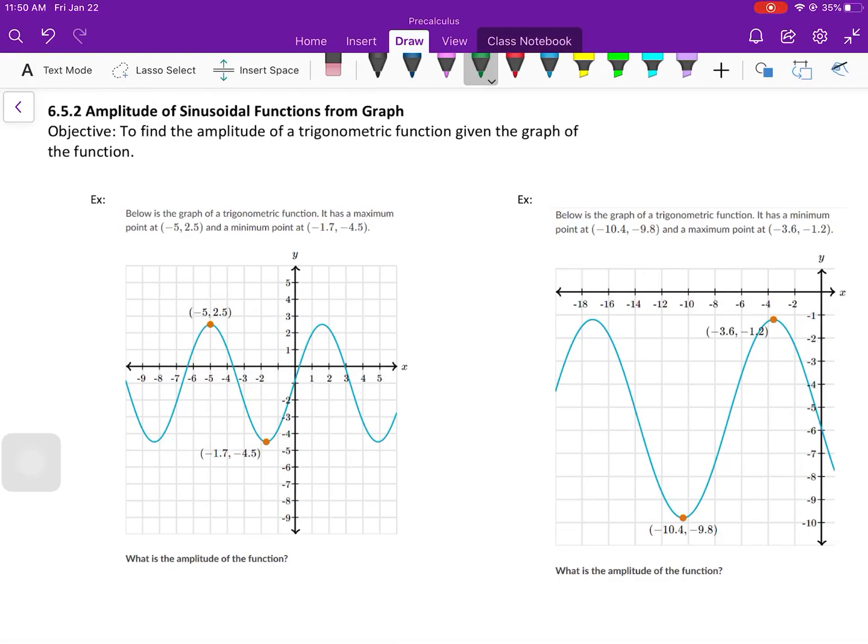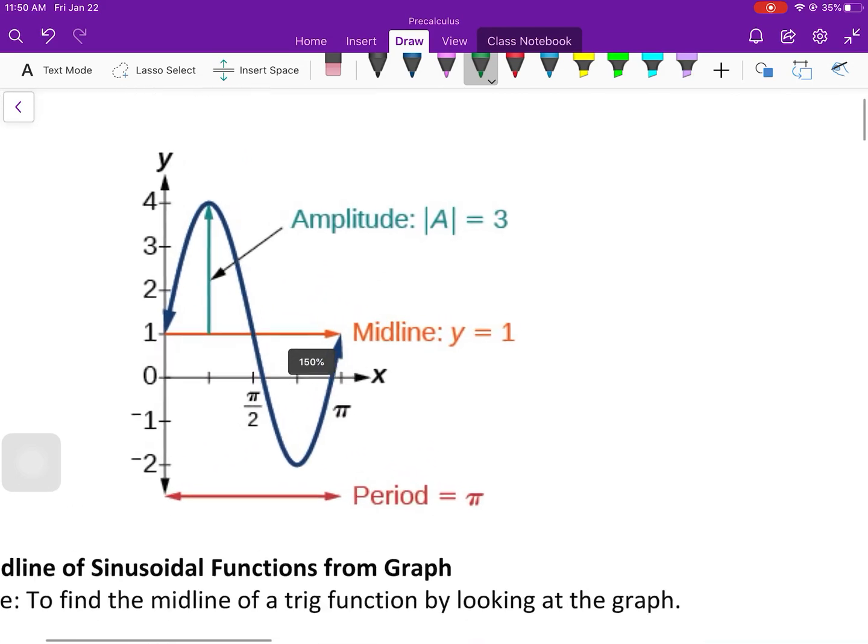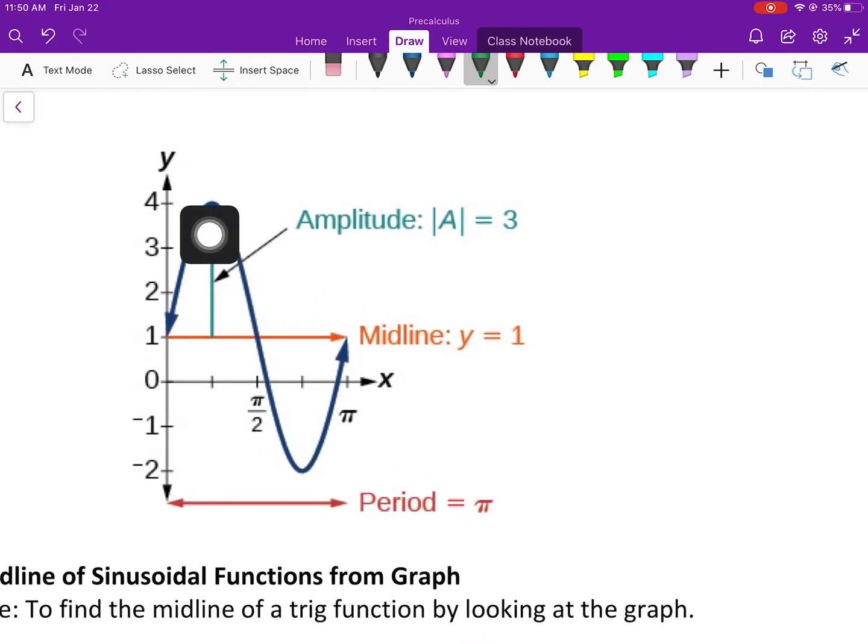All right, everyone, so we're going to find the amplitude given the graph. So how are we going to do this? Well, first off, what is amplitude? Amplitude, if you remember back here, is the distance from the peak or the valley to the midline. So we're trying to find that.